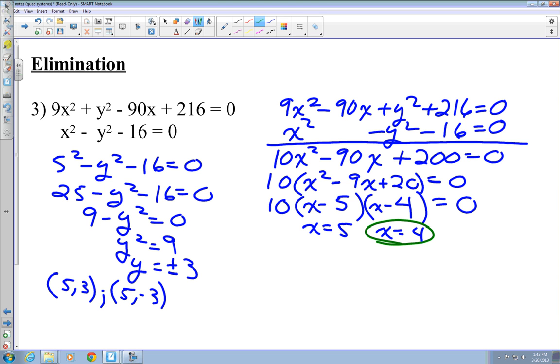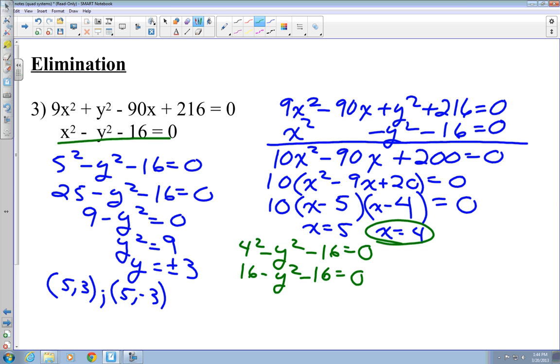We're going to put it into that equation. So I've got 4 squared minus y squared minus 16 equals 0. 16 minus y squared minus 16 equals 0. 16 minus 16 is 0. So negative y squared equals 0. So that means that y squared equals 0. So y has to be 0. So that gives me one more point. It gives me the point 4, 0.